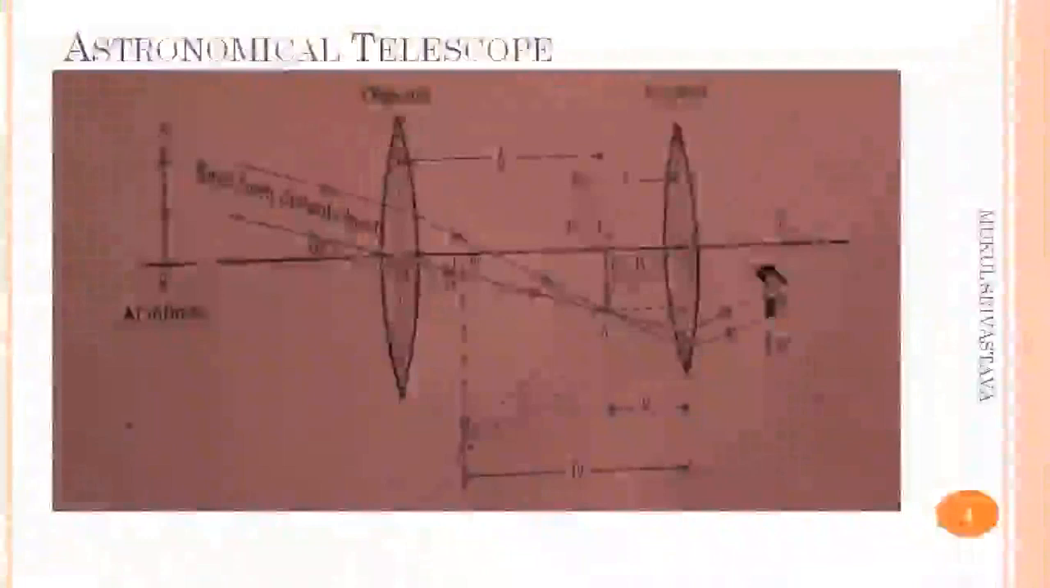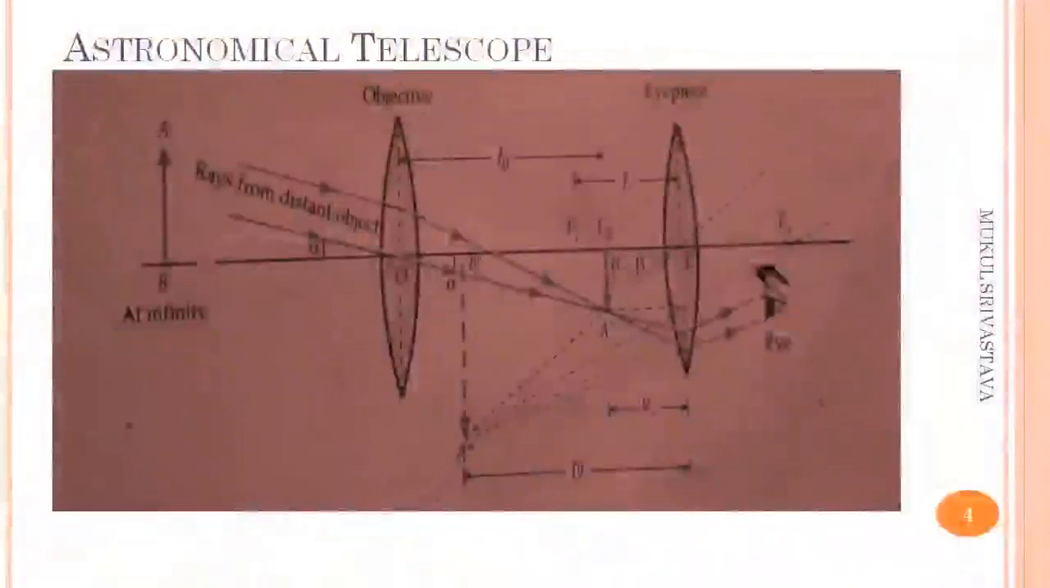Now we are going to calculate the magnifying power of the astronomical telescope. In this case, the magnifying power of a telescope is defined as the ratio of the angle subtended at the eye by the final image formed at the least distance of distinct vision to the angle subtended at the eye by the object at infinity when seen directly.